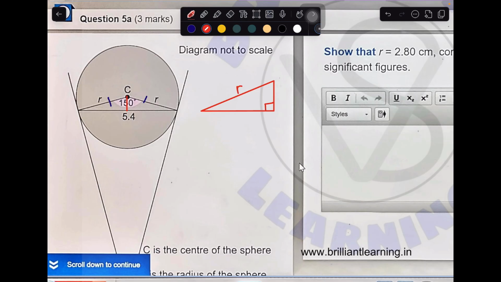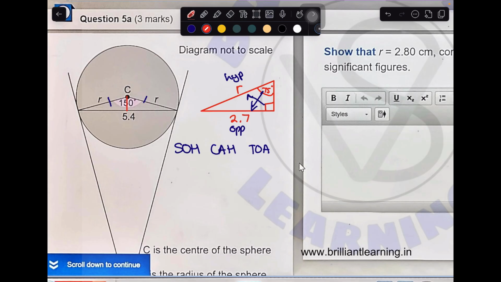So we have r here. Our base would now be 2.7. Our angle at the top here is going to be half of that 150, so 75. Okay, so let's think about the sides we've got. Well, we've got the opposite. We've also got the hypotenuse. Okay, so SOH CAH TOA.